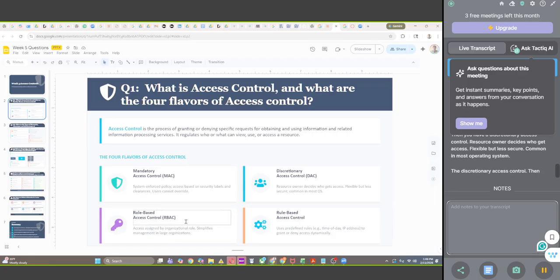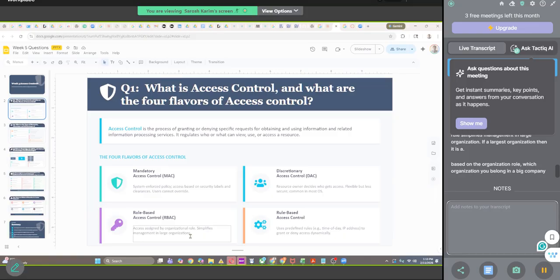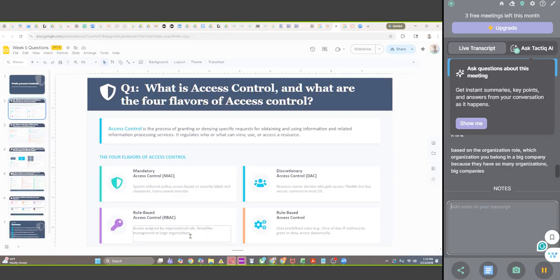Then we have role-based access control, RBAC, where access is assigned by organizational role, which simplifies management in a large organization. In a big company, which has so many organizations, it depends on which organization you belong to. If you are a business analyst, you will be given that role. If you are in technology and you need a database DBA role, they will give you the DBA role. So you cannot go to other roles. That is your role-based access control.